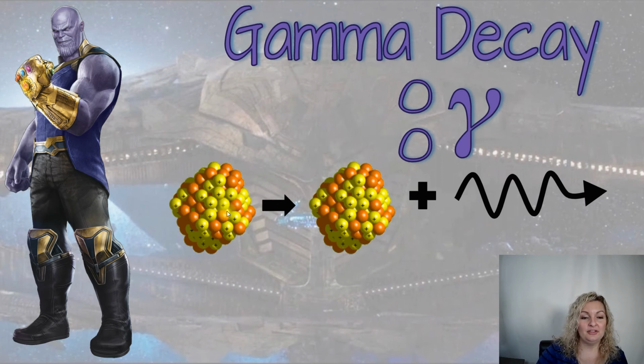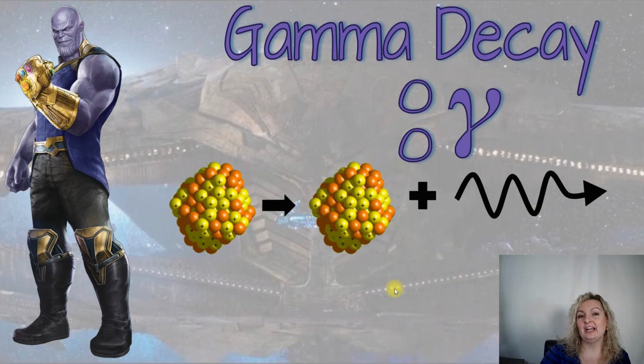So when we start with an unstable nucleus, when it undergoes a gamma decay, it will become more and more stable the more it decays over time, but it's going to shoot out a ray or a wave, right, of energy. And that energy is, of course, radioactive, as all of these are, and it's going to be very powerful and can cause a lot of damage.